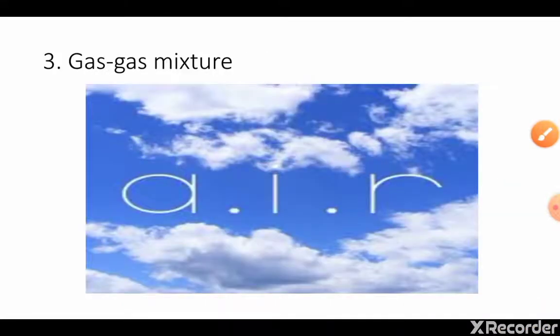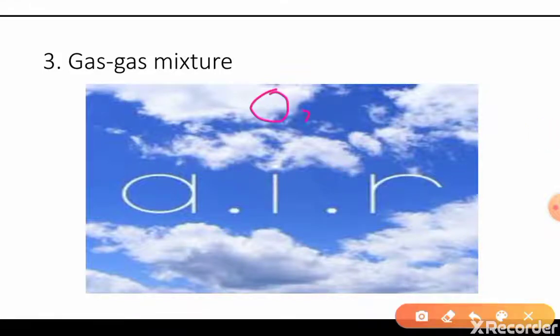And here, air. Air is a mixture of different gases. We know that the air contains oxygen gas that we breathe in, and carbon dioxide gas that we give out for the plants to make photosynthesis. And it contains also nitrogen gas, hydrogen gas, helium gas, and many other gases. So all the components of the air are gases. So air is a gaseous mixture.